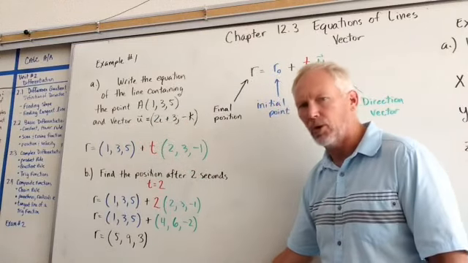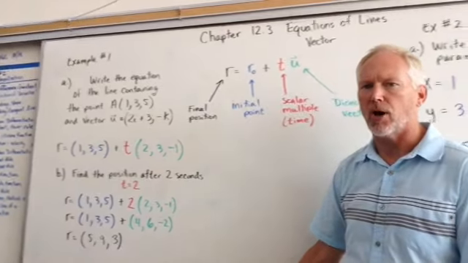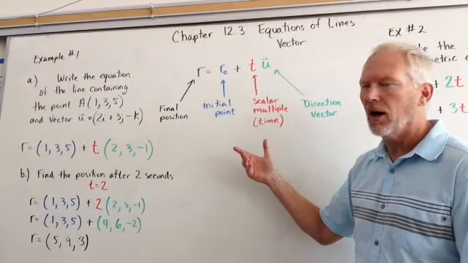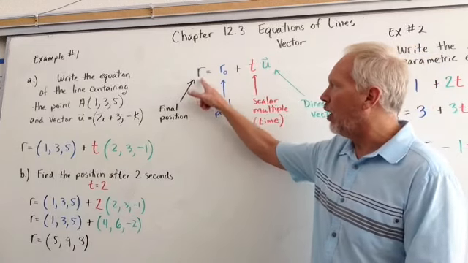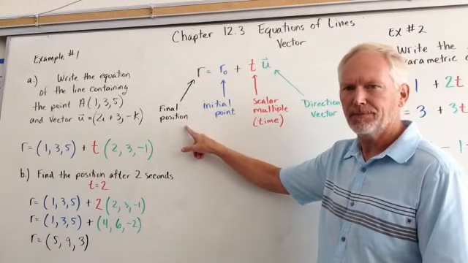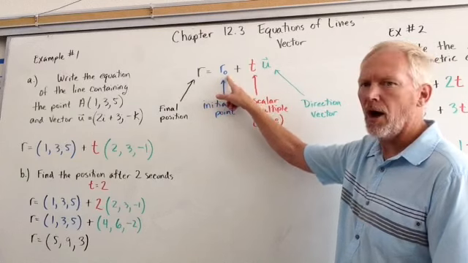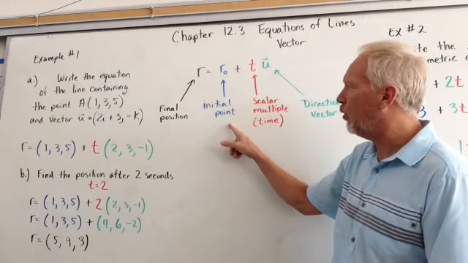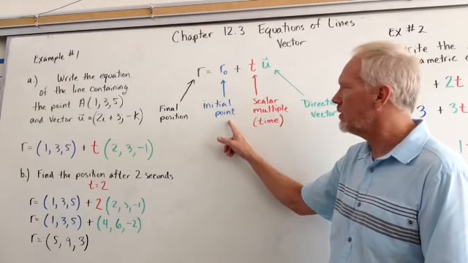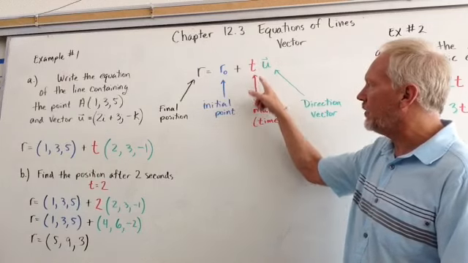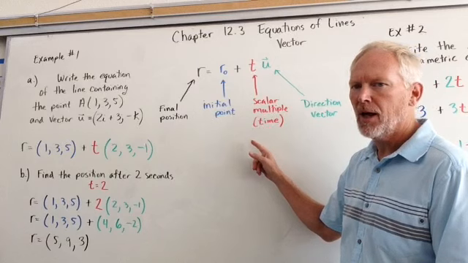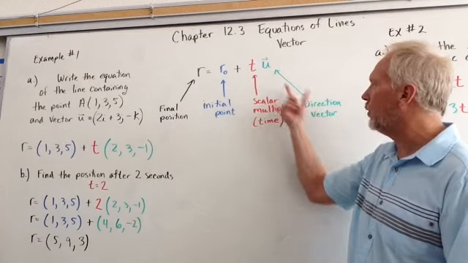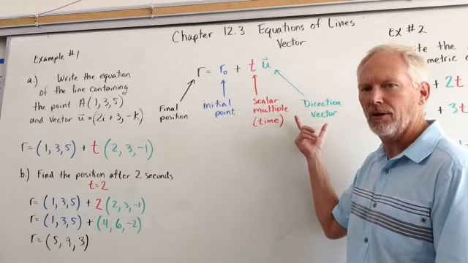All right, well, let's look really quick and see how we construct the equation of a line in vector land. Well, r is our final position. Then we have r naught, which is our initial point, so where it starts. And then we have t, which is a scalar multiple, typically dealing with time. And then finally, u, which is the direction vector.